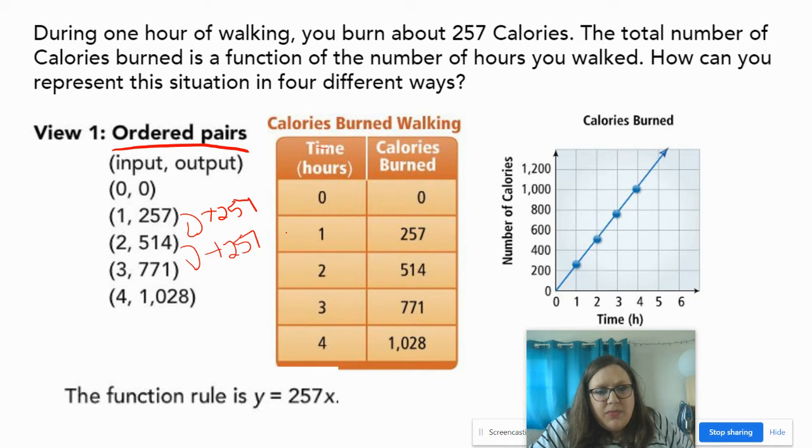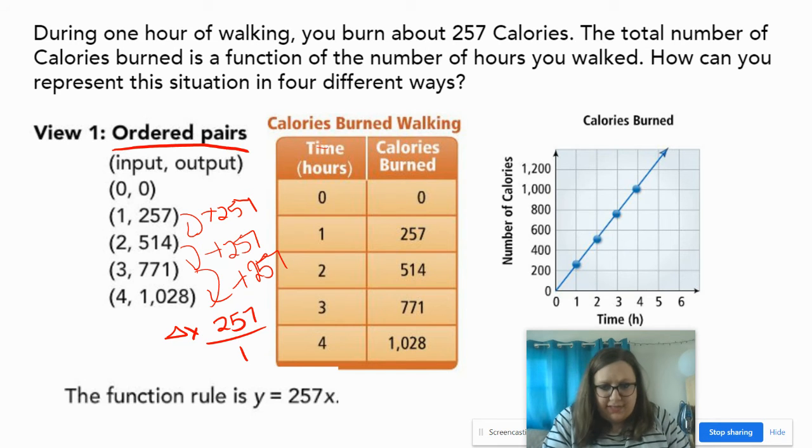All right, so now looking at that, we can put that in a table and then we can represent it on a graph. And then an equation. We know that our constant of proportionality or our constant of change or our slope is 257 because as x increases, y increases. It's our change in y over our change in x. Change in y is 257. Change in x is 1, so that's a slope of 257. And there's no y-intercept because it is a proportion. So that's 257x.